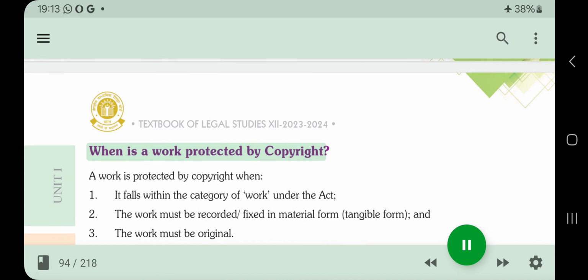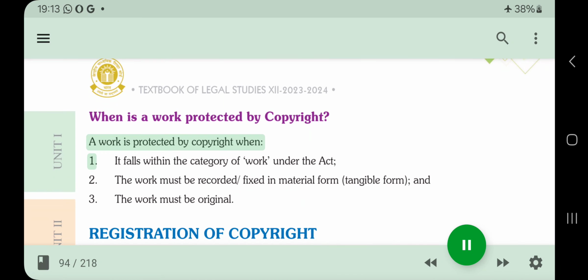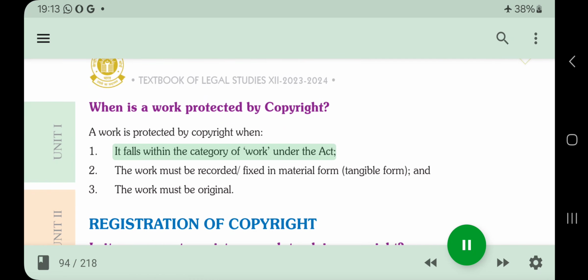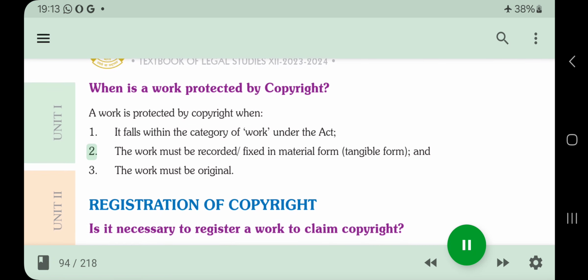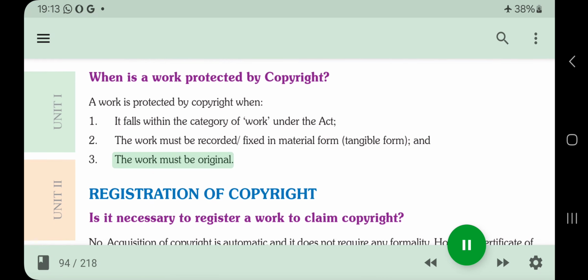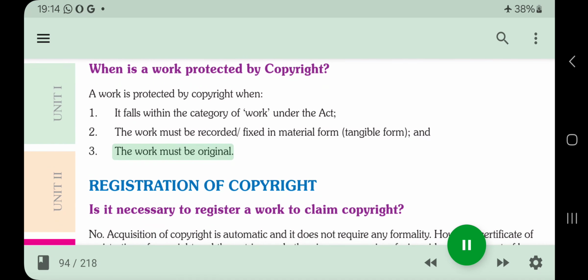When is a work protected by copyright? A work is protected by copyright when: 1. It falls within the category of work under the Act. 2. The work must be recorded, fixed in material form, tangible form. And 3. The work must be original.